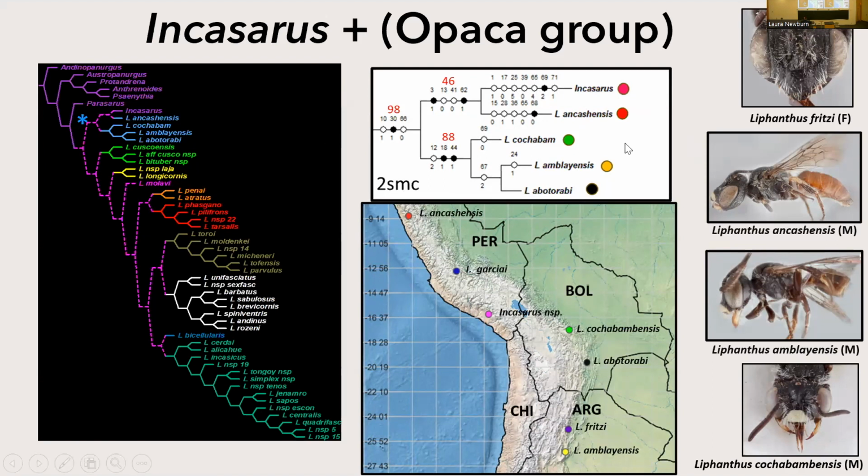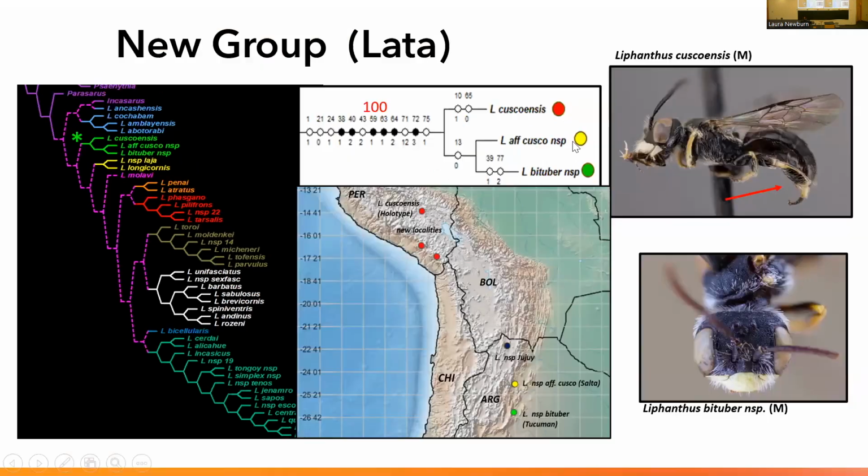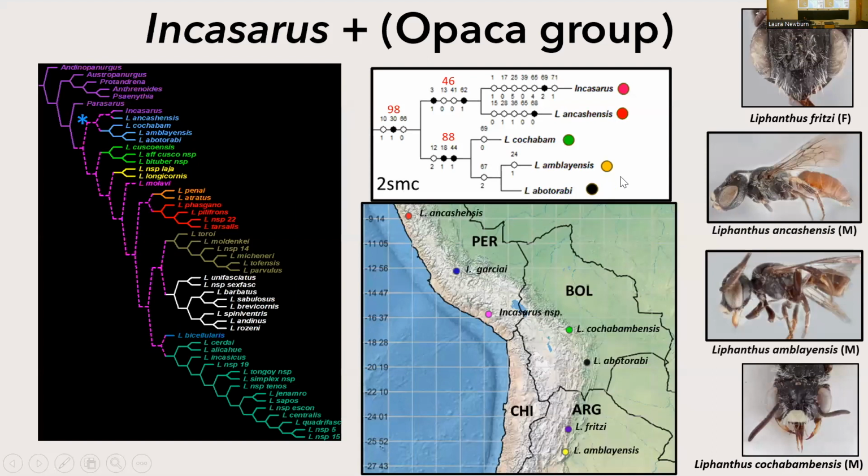It is a group that has very similar species, and they have a mostly dull look, right? Like the sculpture is dull. Now, in terms of geography, this is where it can be found. And there are two species here, Incasaurus garciae and Liphanthus fritzi, which we did not include in this phylogeny, but clearly they belong to this group.